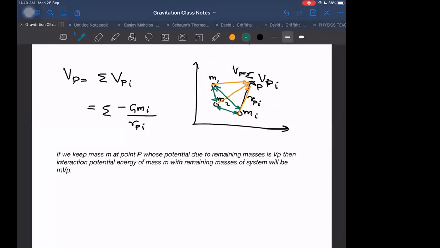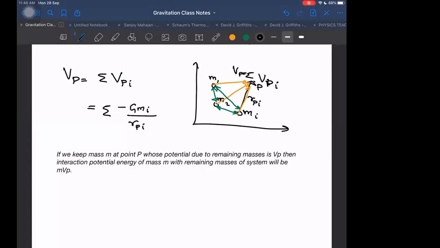Total potential energy we can write as the sum of the interaction potential energy of each mass with the remaining masses. The sum of all those interaction potential energies will be the total potential energy of the system. But while we are taking the sum of interaction potential energies, we should be careful about one thing, that we will be counting some potential energies twice.